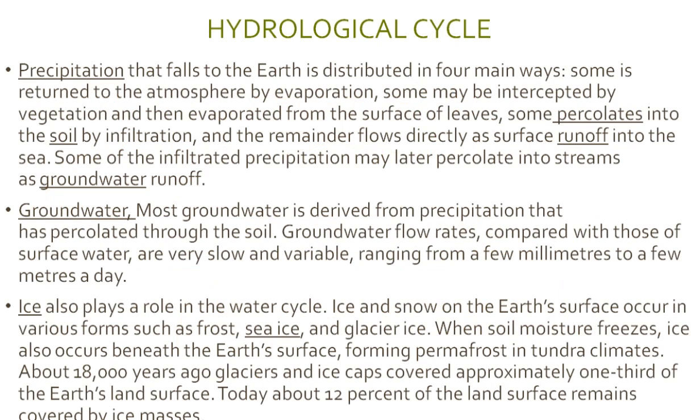So this precipitation is distributed in four main ways. Some is returned to the atmosphere by evaporation, some may be intercepted by vegetation and then evaporated from the surface of leaves, some percolates into the soil by infiltration, and the remainder flows directly as surface runoff into the sea. And some of the infiltrated precipitation may later percolate into streams as groundwater runoff. So the groundwater is derived from precipitation that has percolated through the soil. Groundwater flow rates compared with those of surface water are very slow and variable.